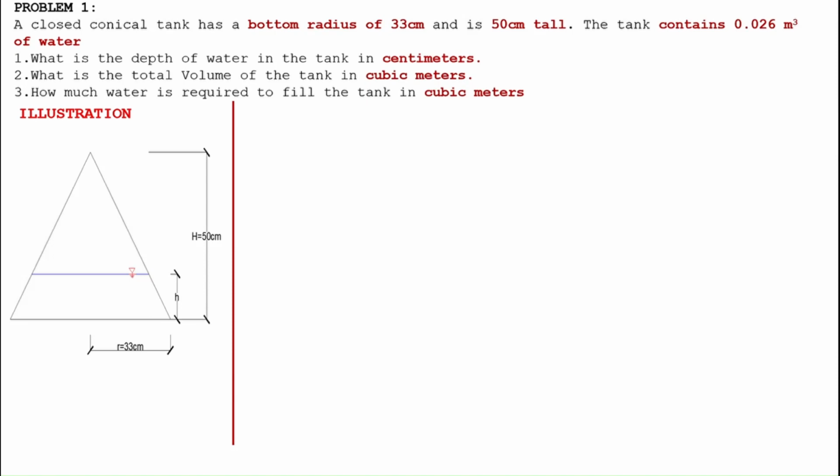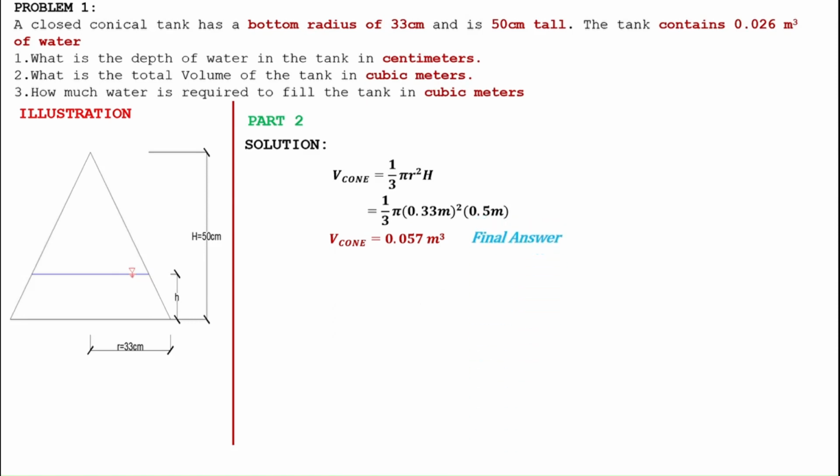For our solution to the second part of the problem, take note that we cannot proceed with the first part since we need to determine first the total volume of the cone, as asked in part 2. The volume of a cone from solid mensuration is equal to 1/3 pi r squared times the height. Substituting, that is, 1/3 pi (0.33 meters) squared times 0.5 meters. Take note that we converted all of the units to meters since it is the required unit for part 2. We get a volume of cone equal to 0.057 cubic meters.